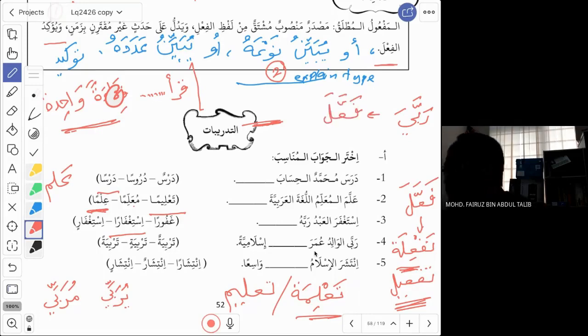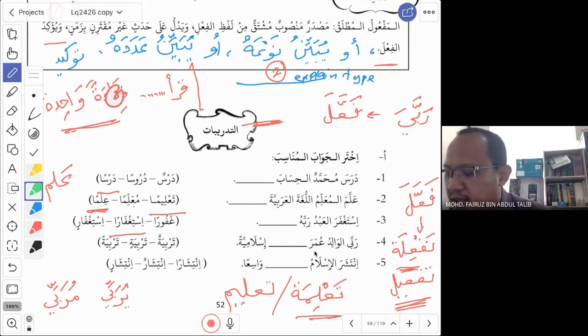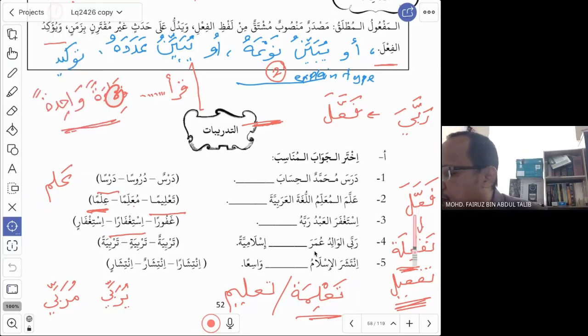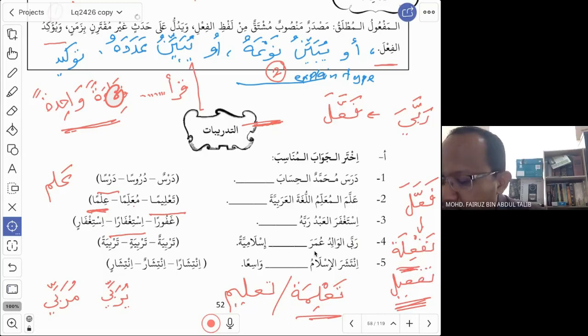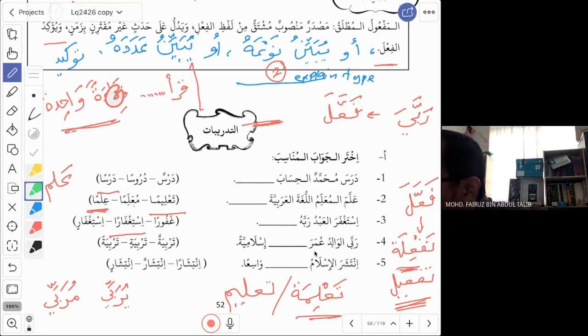So the wazan is fa'ala. Okay, so look at the wazan. This is similar to what we had just now, fa'ala. From the lesson of wazan, we know that the wazan can be either taf'ila or taf'il. Change Rabba to taf'ila. What will happen? Tarbiyah. Good. Rabba becomes tarbiyah, tarbiyatun.